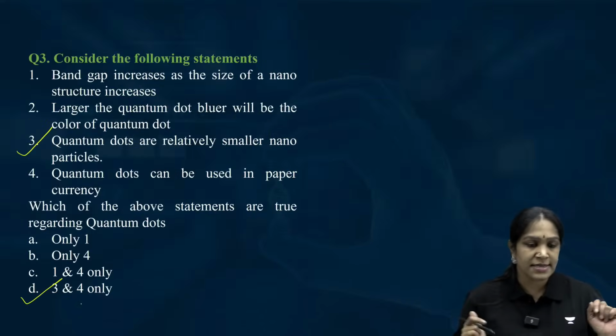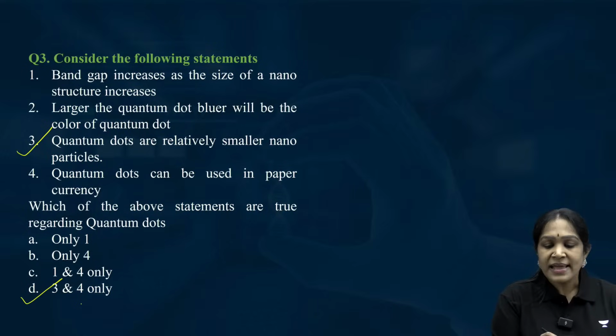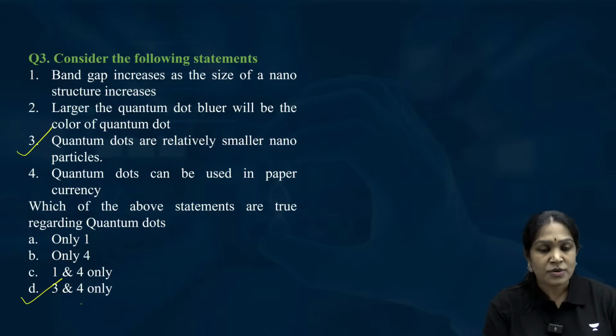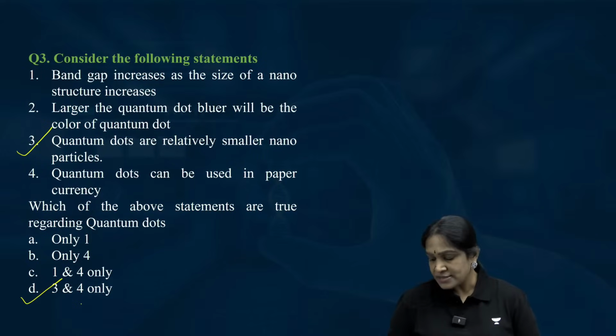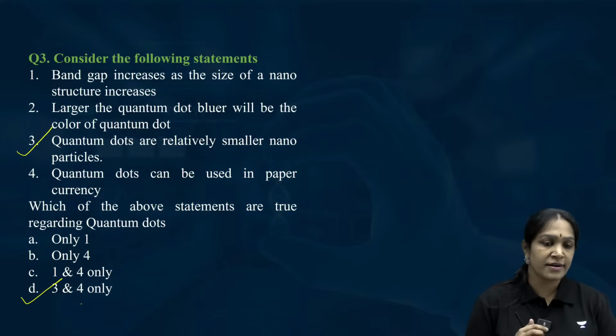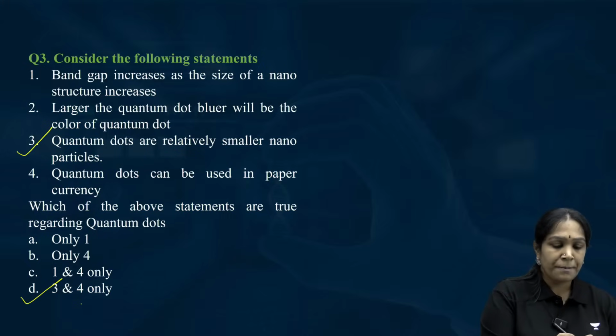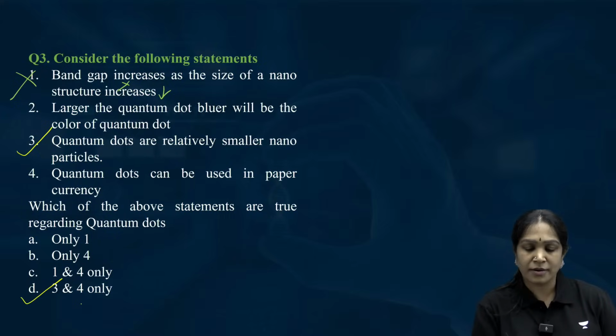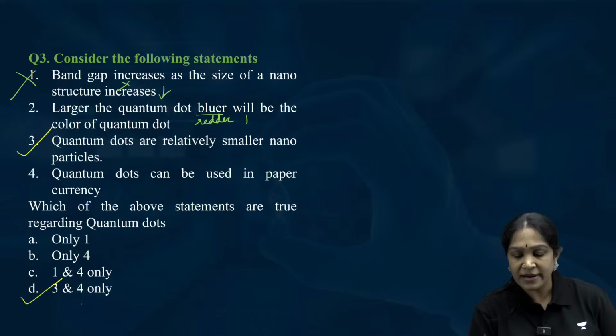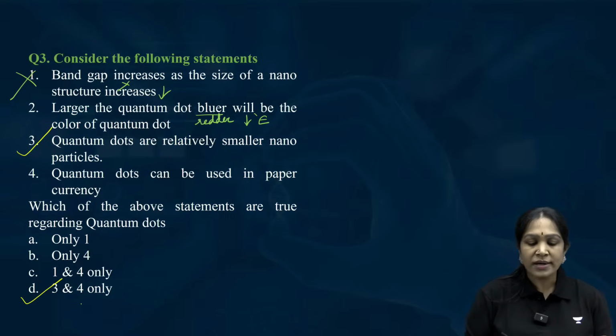Let us discuss the question now. Band gap increases as the size of the nanostructure increases. Is this statement correct? No. Band gap increases as the size of the nanostructure decreases. This is wrong. Larger the quantum dot, bluer will be the color. No. Larger the quantum dot, redder will be the color. Low energy light will be released.